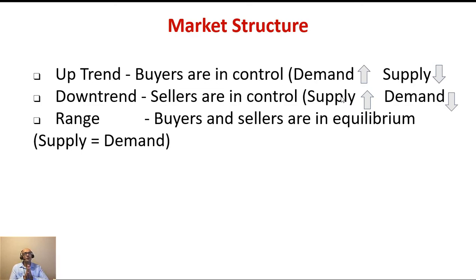And what I mean by control, we don't mean the buyers are more than the sellers. That's wrong. The number of buyers is exactly the same as the number of sellers. When we have an uptrend, the buyers are aggressive. They are more aggressive than the sellers, which in other words means the demand is high and supply is low.